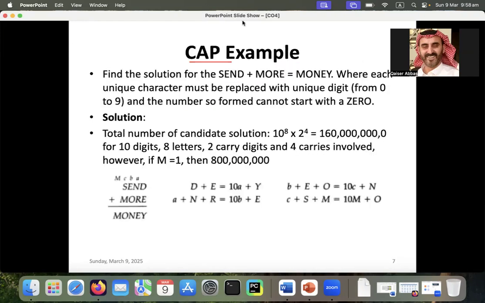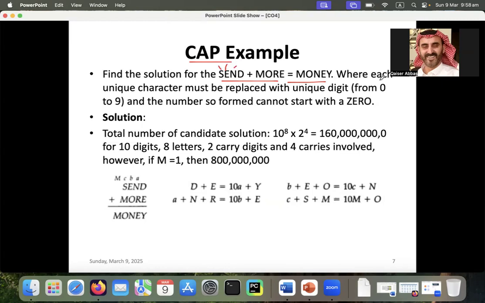Okay, let's move on to this example. In this example, the question is to find the solution for SEND plus MORE is equal to MONEY. Again, you are adding two strings and getting the solution string, but here you don't have to add the letters or the strings literally. You have to find the numbers which are behind these letters.